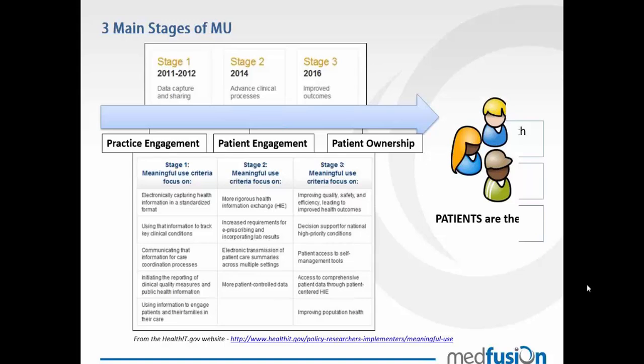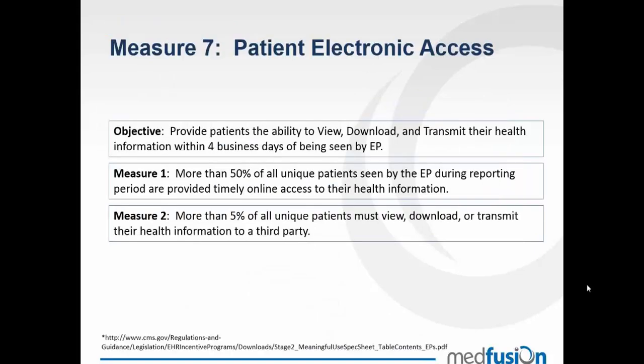So those are unique actions that are taken by the patient. The patient does not have to do a view and a transmit. A view will suffice for that action. In terms of measuring how you certify for this measure or how you quantify, the first measure is more than 50% of all unique patients seen by the provider during a reporting period are provided that online access to their information. So that 50% actually comes from all the patients seen.